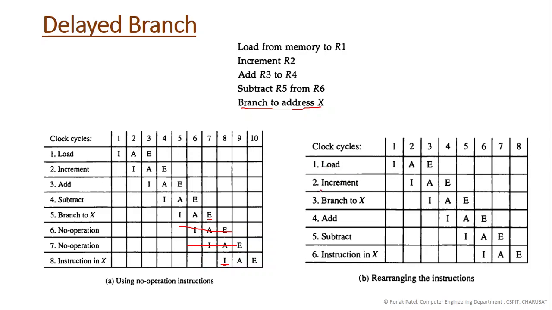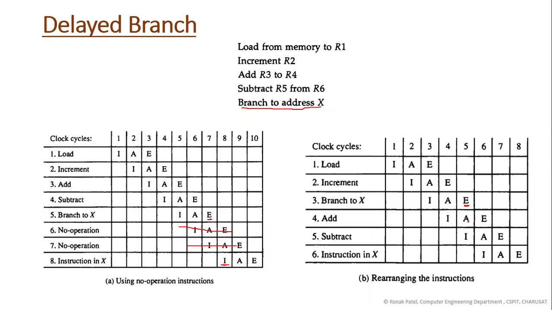Now let's rearrange this, right? Load, then increment. This is independent, that's why we are rearranging it. Load, increment, branch to X, then add, subtract, and then it will jump to instruction X, right? This branch to address X means some address is there, at that particular address you need to jump, and at that address you will get some instruction, right? So let's see now. Load, increment, now branch to X. Now when will this branch to X happen? At this point.